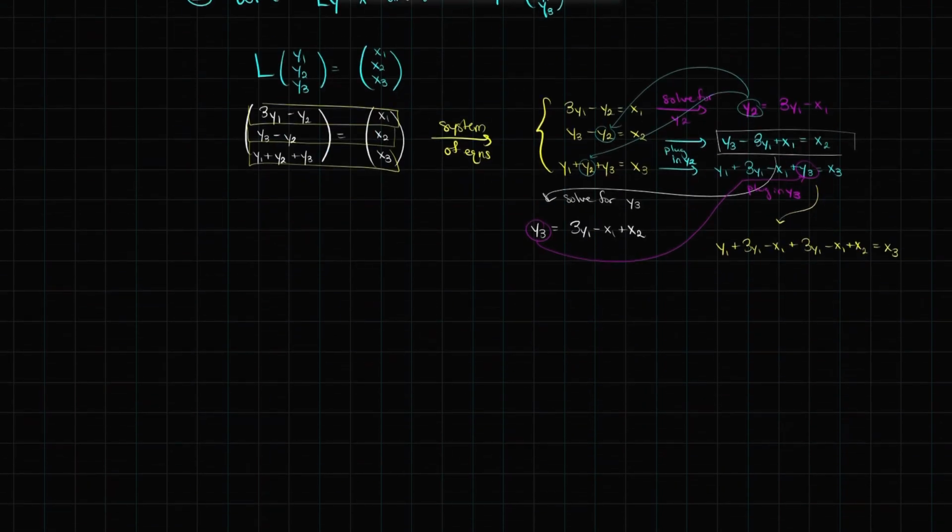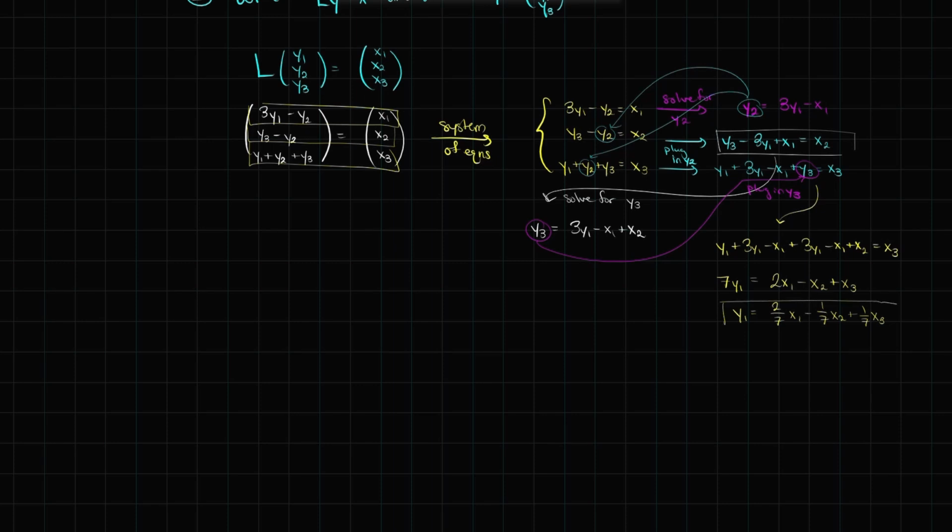You'll notice now there's only one term with a y in it, and they're all y1s. So I have 7 total copies of y1, and if I bring every term with x to the right, I have 2 copies of x1, I have a negative x2, and a positive x3. I could divide by 7 and recover that y1 is 2/7 x1 minus 1/7 x2 plus 1/7 x3.